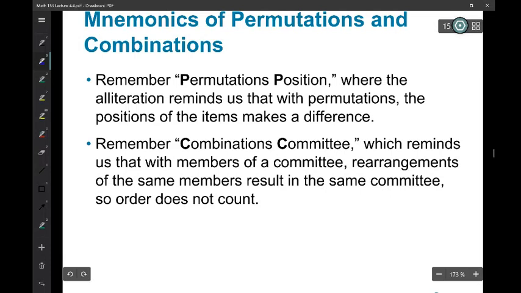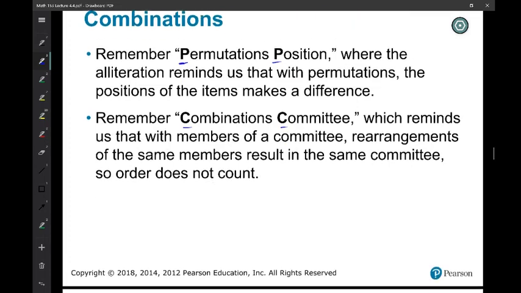So here's a few mnemonic devices. P, permutations. P, position. C, combinations. C, committee. So position matters for permutations, but combinations, think like a committee. So in a committee, everyone's equal, and there is no way of arranging items that are, people that are all equal.